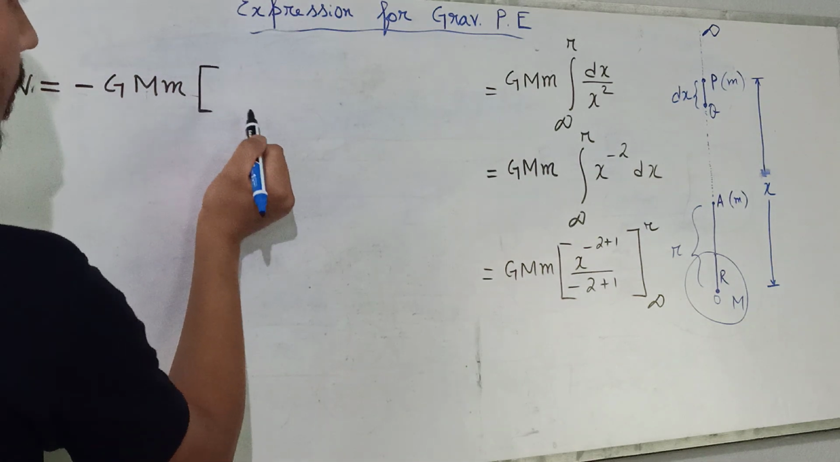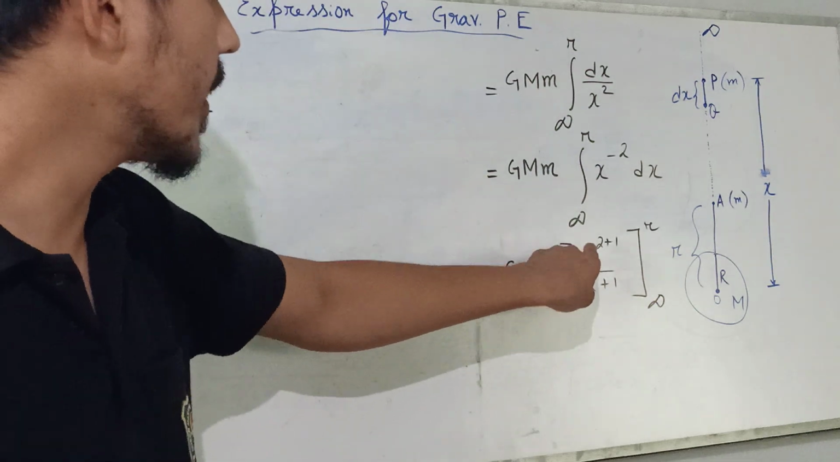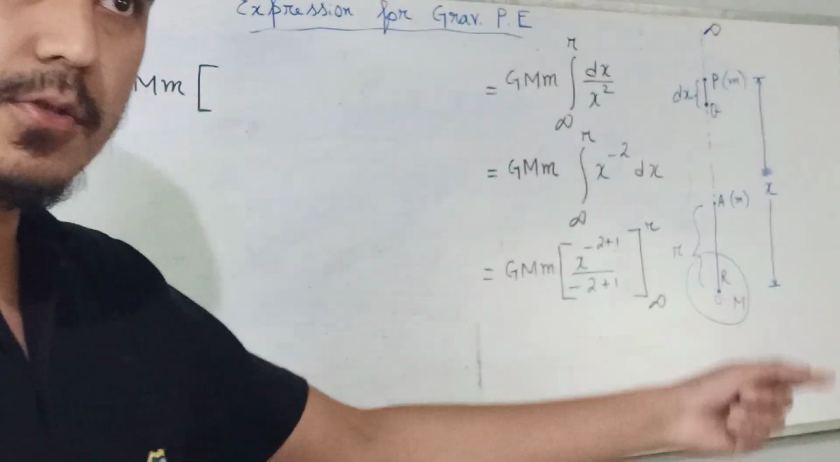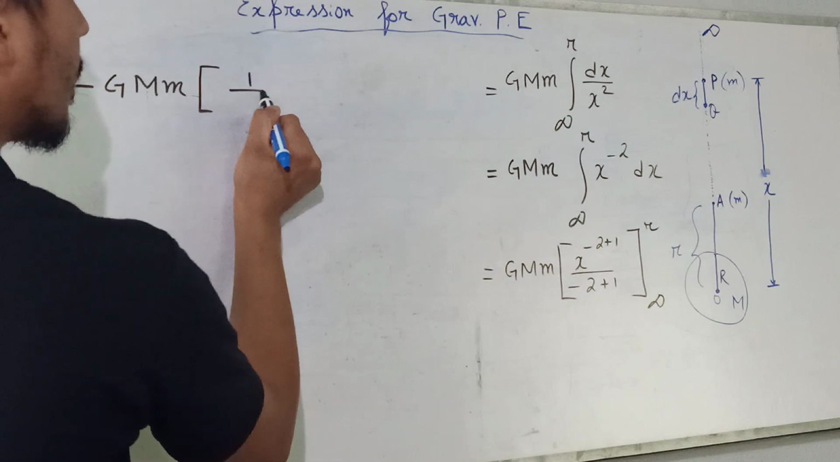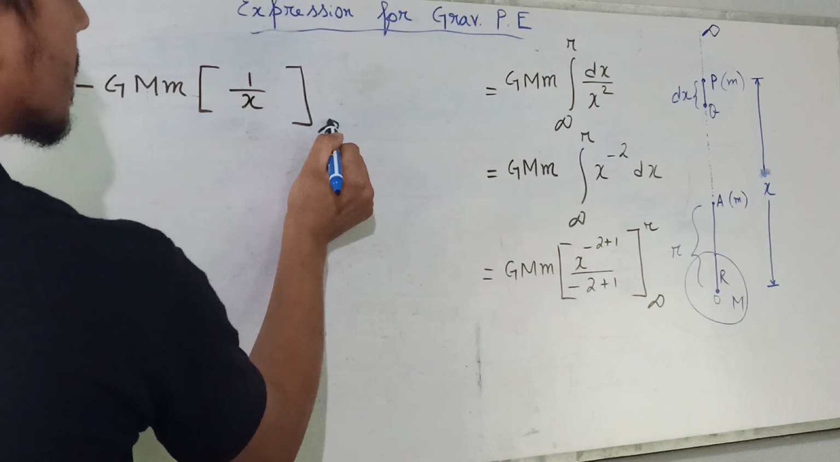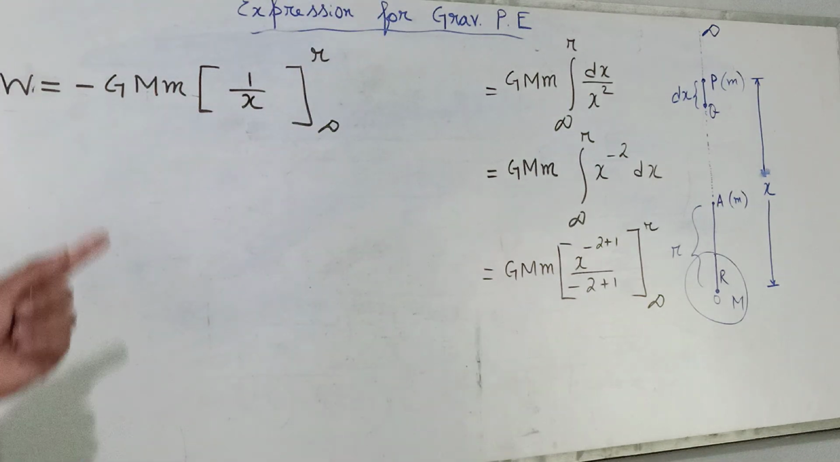And x to the power minus 2 plus 1, x to the power minus 1. X to the power minus 1 means 1 by x, between the limits infinity to r. Now we'll substitute the limits.